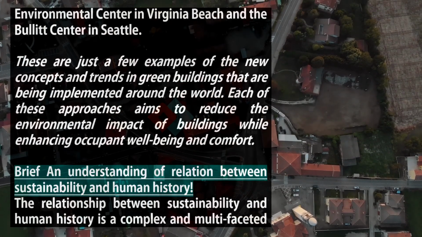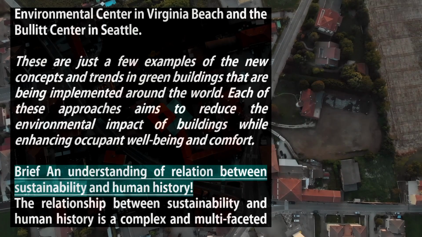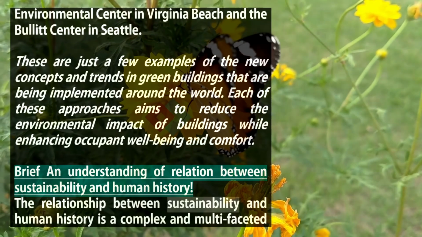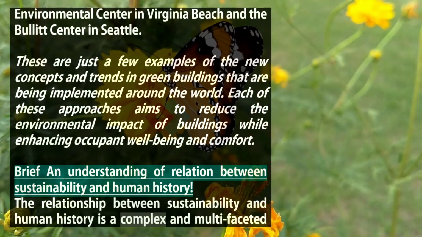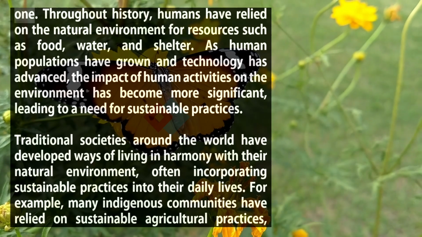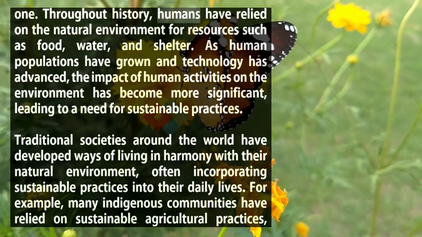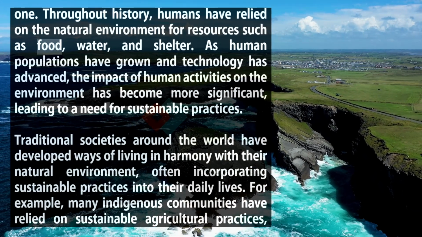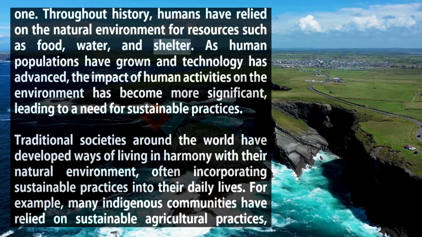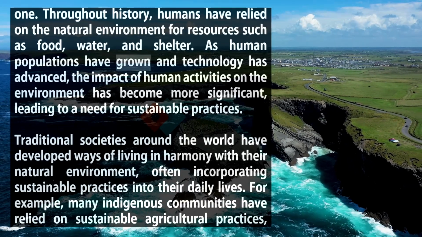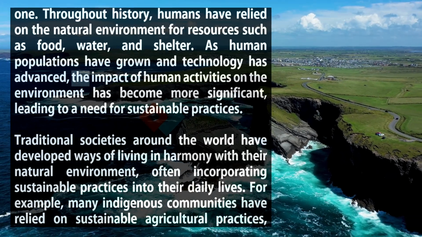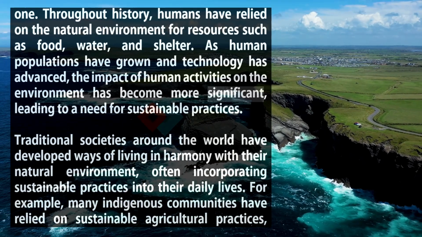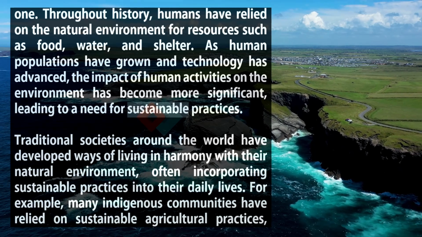Brief an understanding of the relation between sustainability and human history. The relationship between sustainability and human history is a complex and multifaceted one. Throughout history, humans have relied on the natural environment for resources such as food, water, and shelter. As human populations have grown and technology has advanced, the impact of human activities on the environment has become more significant, leading to a need for sustainable practices.